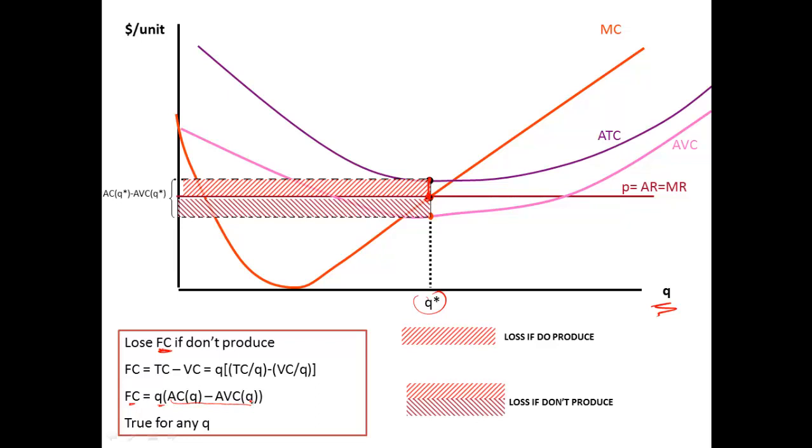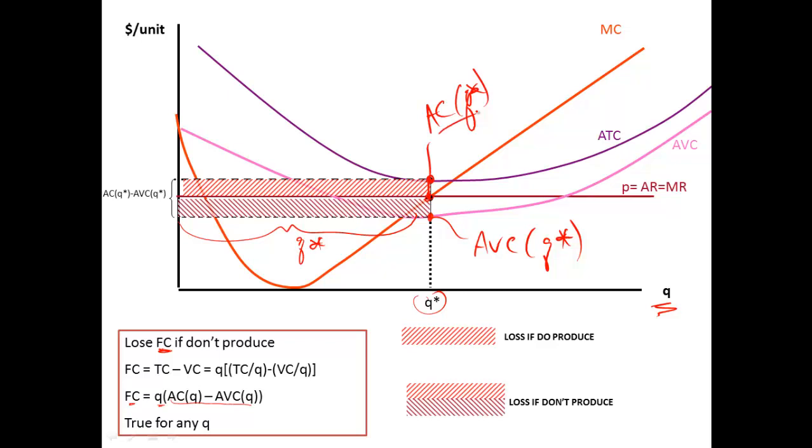And indeed, that's exactly what this region is. For this Q star, for example, here's AC of Q, so let's call that AC of Q star, and this is AVC of Q star. So that vertical distance is the difference between them, and this horizontal distance is Q star. Multiply Q star by AC of Q star minus AVC of Q star, and we have fixed costs. So we can see that fixed costs, which are the losses if we don't produce, are strictly bigger than the losses if we do produce. So we should produce.